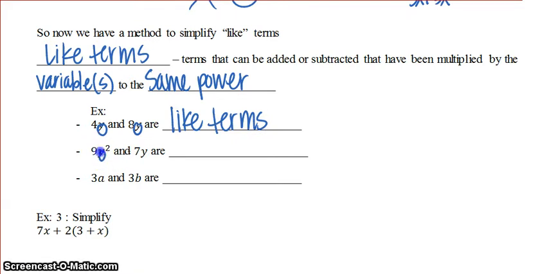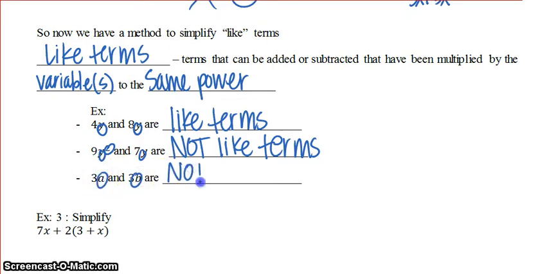Now here they both have that y, but this one's raised to that second power, so they are not the same. So they are not like terms. And 3a and 3b, although they both have 3's, that doesn't matter. A and b are not the same, so they are not like terms.